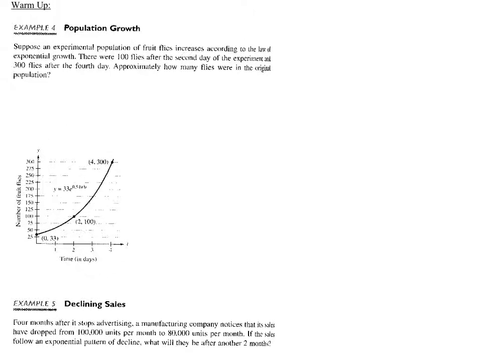It says, suppose an experimental population of fruit flies increases according to the law of exponential growth. There were 100 flies after the second day of the experiment and 300 flies after the fourth day. Approximately how many flies were in the original population? Okay, so using the rule that we looked at, Ce to the kt, how would we figure out a model for this and then hence figure out how many were in the original population?